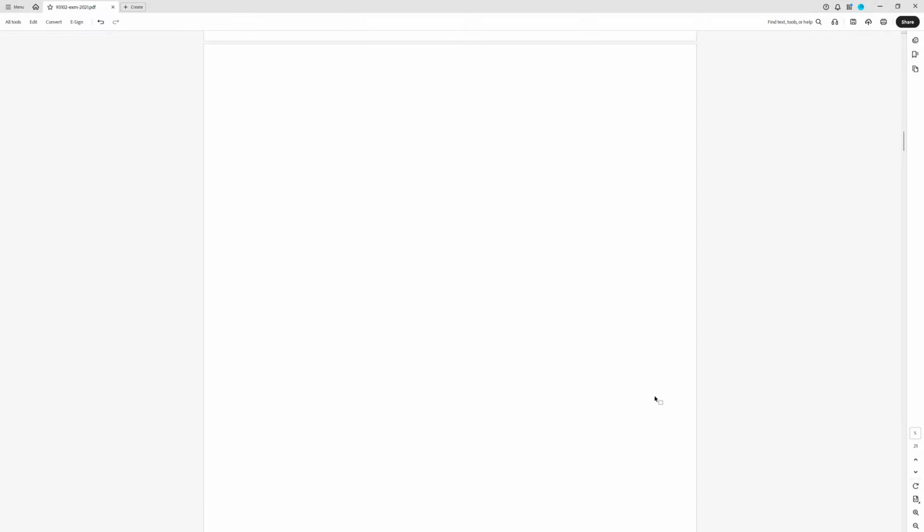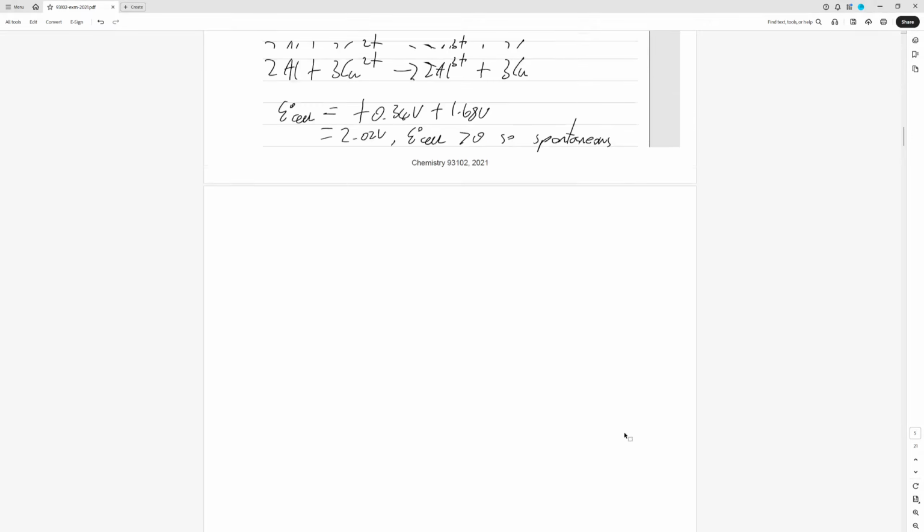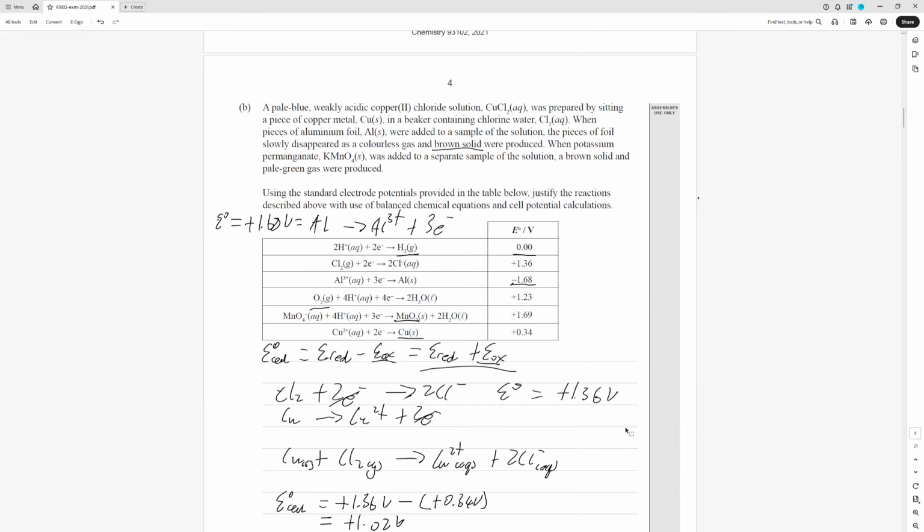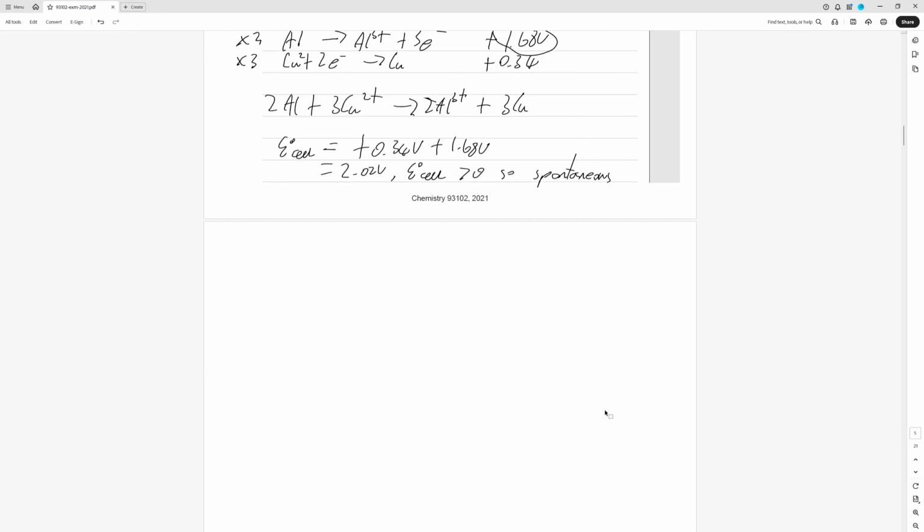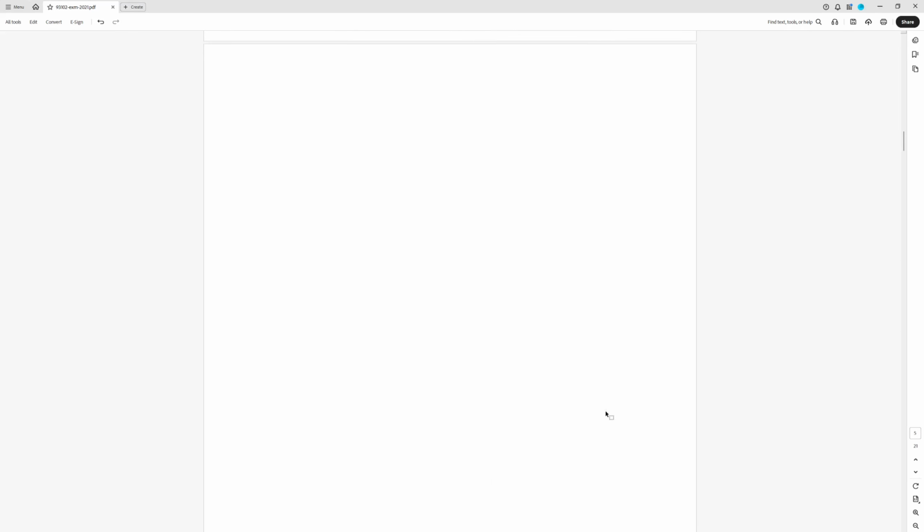But this still doesn't really explain, if we go back up, why we get this colorless gas and the brown solid. Now, obviously, the brown solid is just going to be your copper. So brown solid is the solid copper, and this colorless gas.